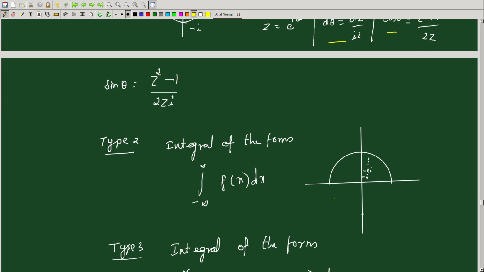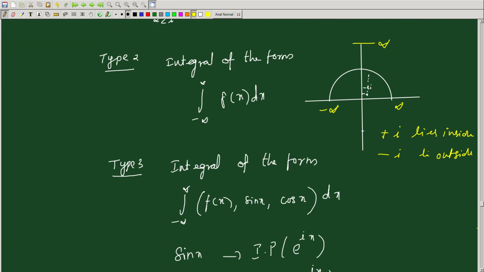Type 2: always you have to consider the integral from minus infinity to infinity of f of x dx. It is a semicircle contour. Which poles lie inside? All positive i's lie inside, and negative i lies outside. All positive i's lie inside except infinity, and all negative i's lie outside.